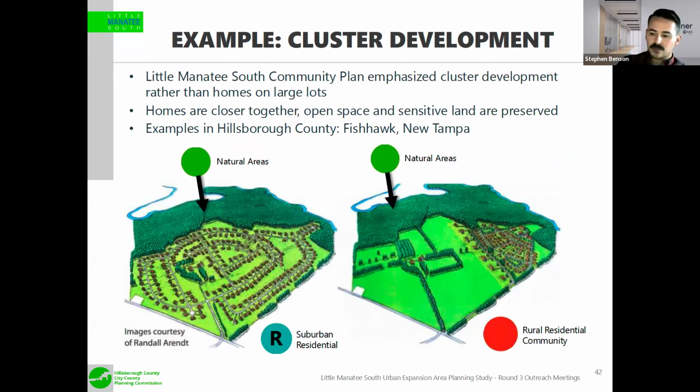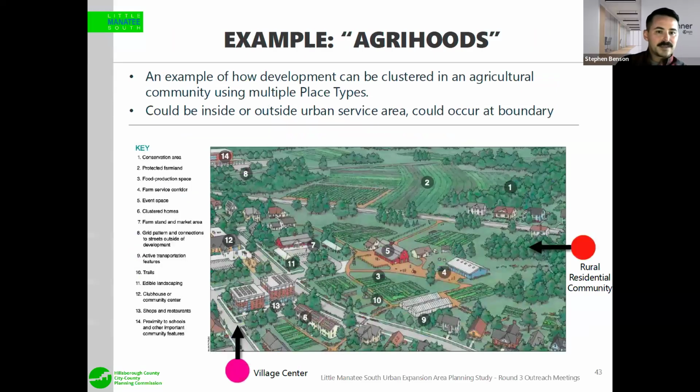And then these are boards from round two that we'll just touch on briefly. The cluster development concept again shows you how natural areas and undeveloped areas can be preserved alongside developed areas. Some examples are the Fishhawk community and New Tampa, where a significant portion of the actual land area is set aside as undeveloped and protected. And then agri-hoods, this is an example of how development can be clustered in more of an agricultural community using multiple different types of place types, with the predominant place type being that rural residential community. Again, rural residential could be inside the urban service area, or it could be outside the urban service area, or it could occur along the boundary. So this place type doesn't necessarily require the entire area coming into the urban service boundary.